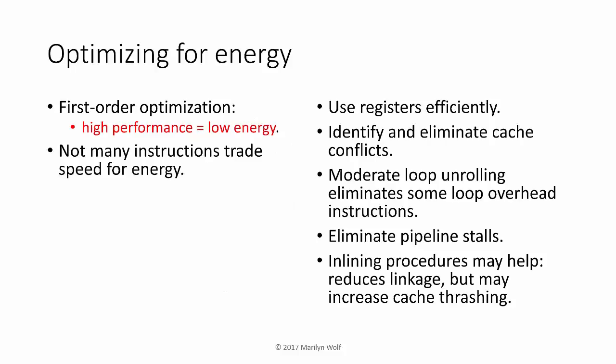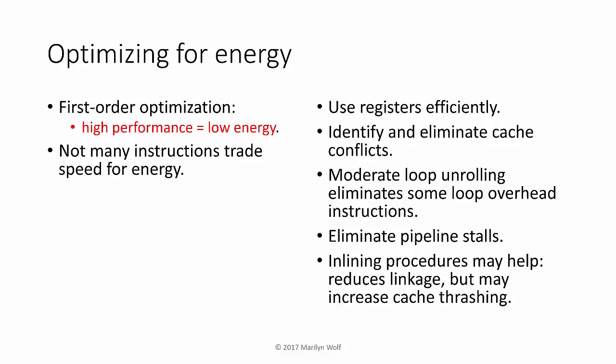Once again, we can come up with some heuristics to help us optimize programs for energy and performance. To a first order, high performance equals low energy. There are some trade-offs that require us to slow down the program in order to reduce energy consumption, but in many cases, high performance also means not wasting operations, which in turn means low energy.